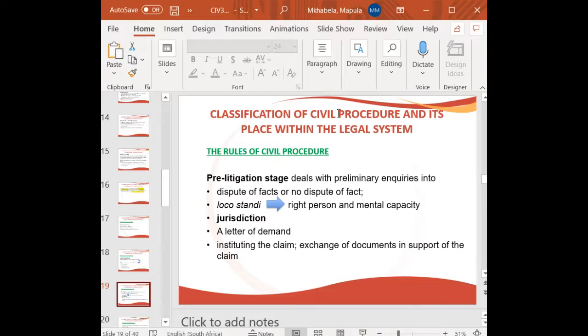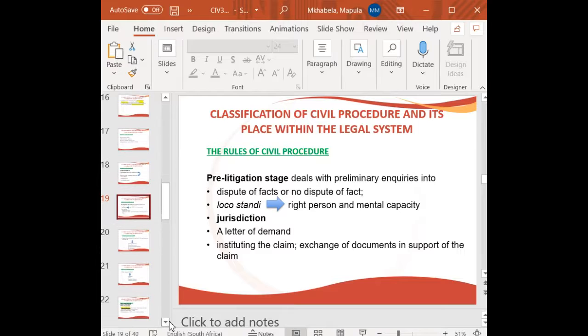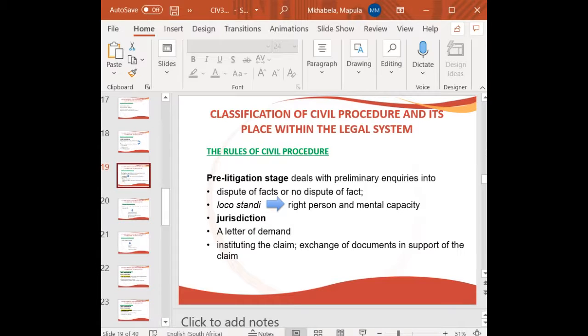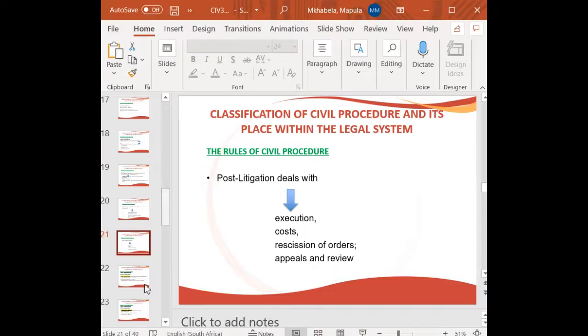Okay, I was quite behind with my slides, but this slide highlights briefly what I have just explained about the stages of litigation. Yes, even this one, and also the post-litigation phase.